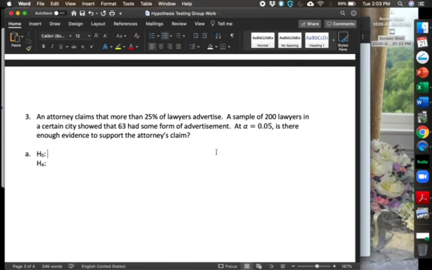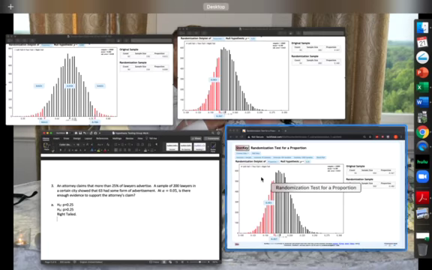Let's see. Still dealing with a population proportion, p would equal 0.25 for the null. What would the alternative be? The lawyer's claiming that it's more than 25%. So the alternative is greater than. This would be right-tailed. Let's go into StatKey.